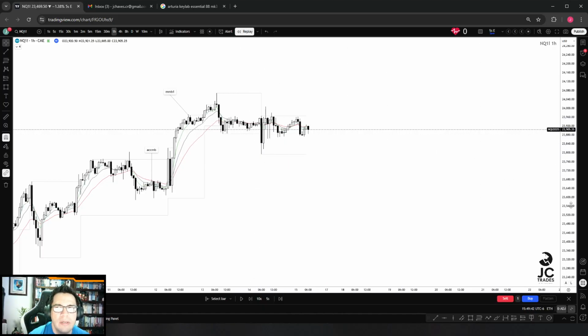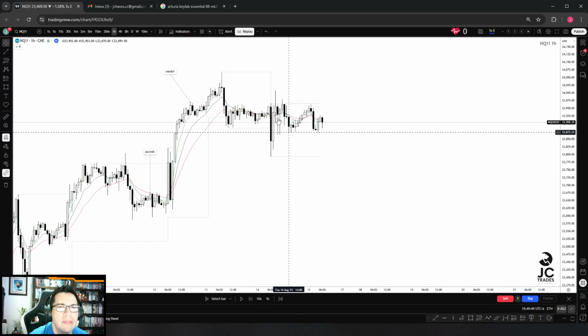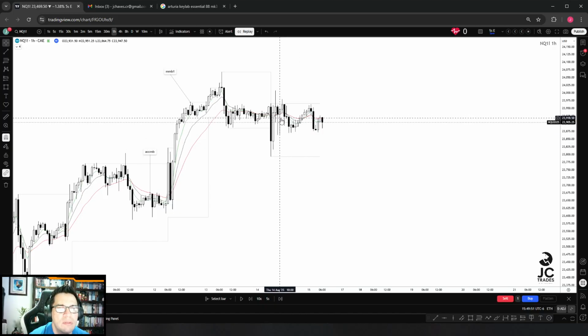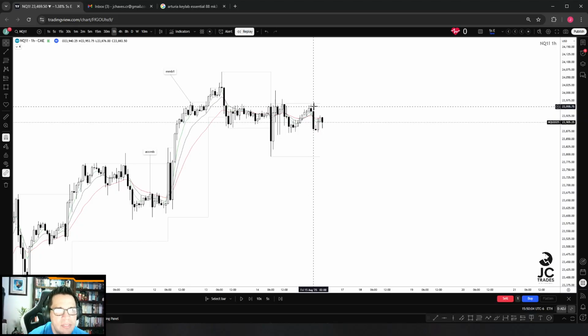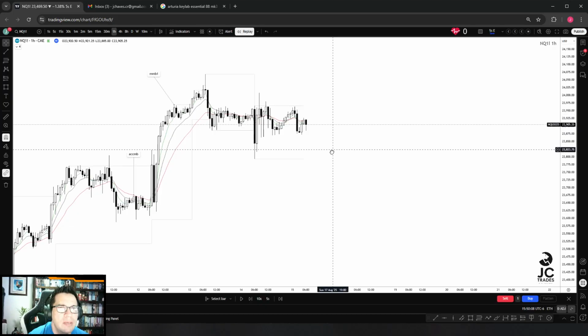EMAs, which truly at this time were kind of the same line. They were practically coming together all here throughout the session on that Thursday. So price kept on going above and below the EMAs, and then during the overnight session, we saw price once again come above the EMAs and then coming back below the EMAs.